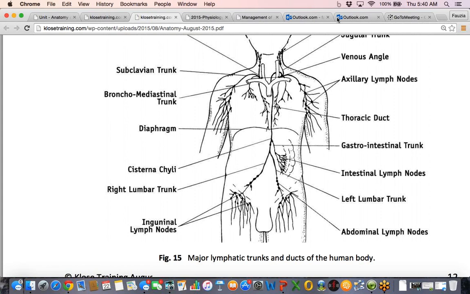So we start with the neck, and then we're going to do work in the thorax or in the abdominal area, and then finally we're going to make our way to the area where the fluid is collecting.